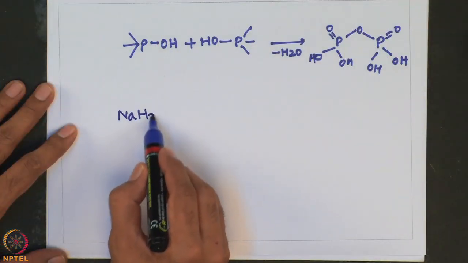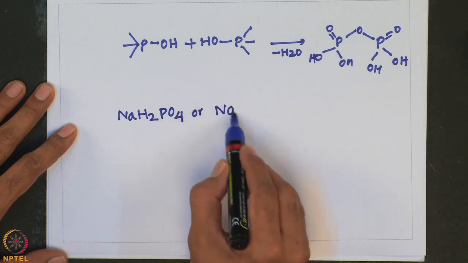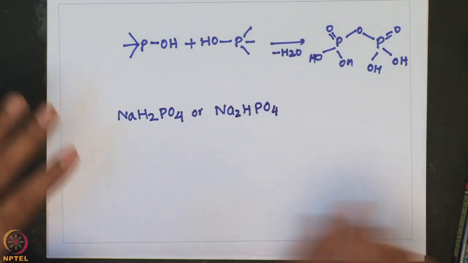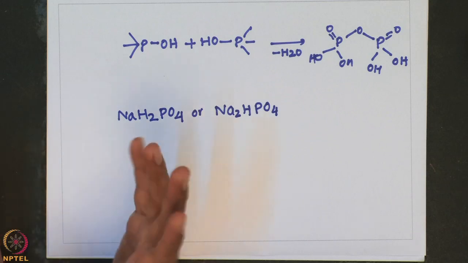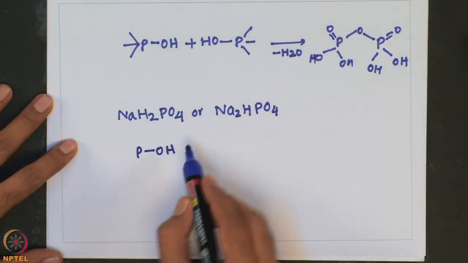Okay. So, now with this let us begin discussion on polyphosphates. If acid phosphates such as NaH2PO4 or Na2HPO4, so containing essentially POH groups, are heated, condensation reaction occurs to form POP linkage via elimination of water to form polyphosphates.